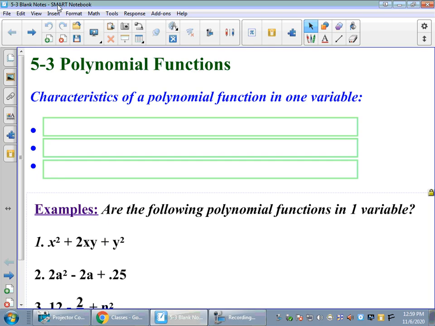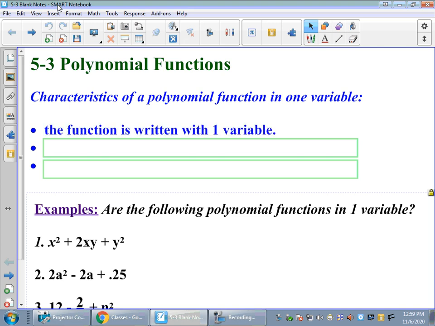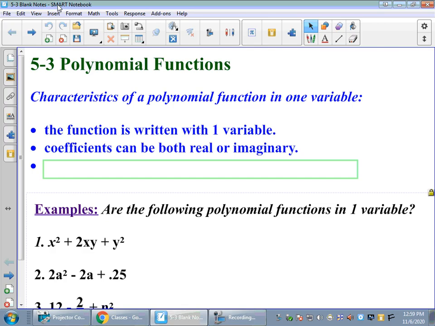So the first objective today is just to determine, is it a polynomial function in one variable? In order to be a polynomial function in one variable, it has to only have one variable. When we go to graph these things, we have to have a relationship between x and y. So if you have x, y, and z, it doesn't work. If you have more than one variable, it doesn't work.